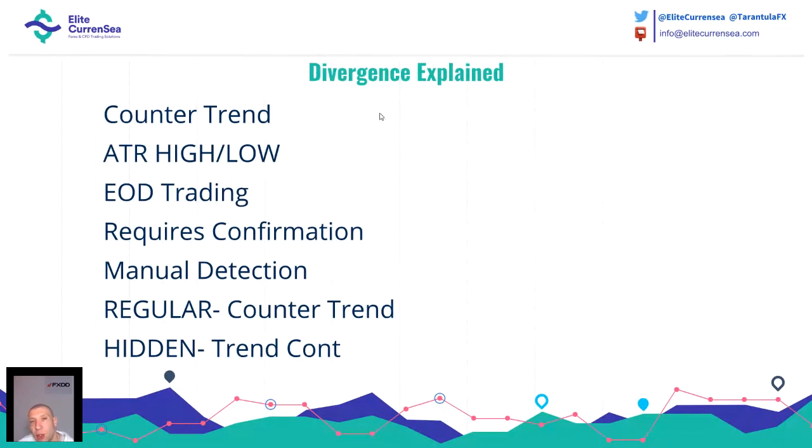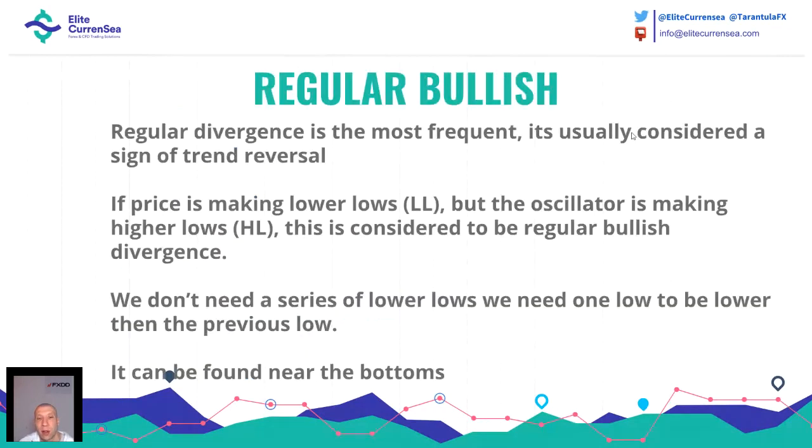Regular divergence is usually the most frequent, and we consider it a sign of trend reversal. So regular divergence is when a trend or retracement is happening, so the trend might change. If price is making lower lows, but the oscillator is making higher lows, this is considered to be regular bullish divergence. This is important, guys. We don't need a series of lower lows. We just need one low to be lower than the previous low. So you don't need a series like 1, 2, 3, 4 histograms. You just need one.